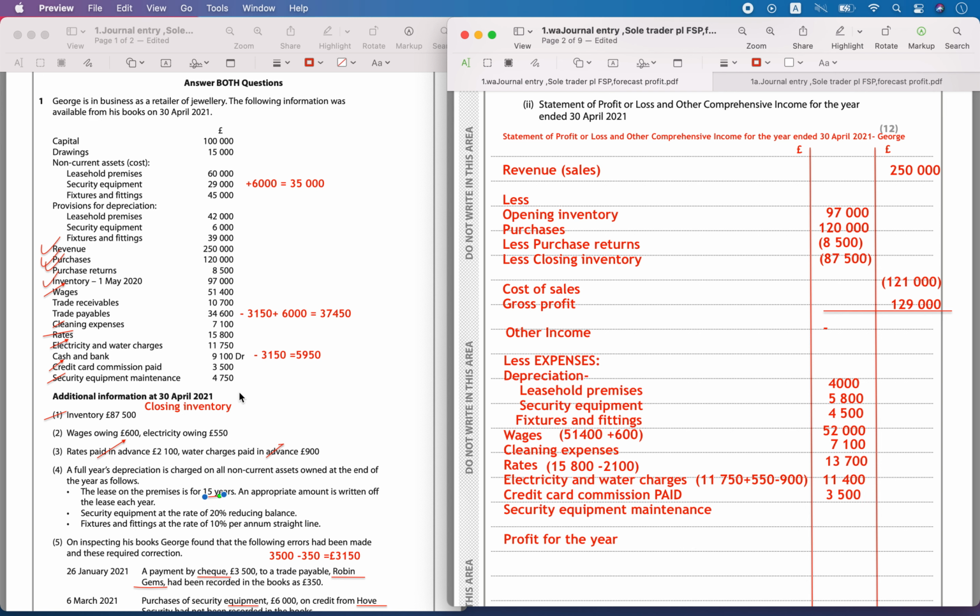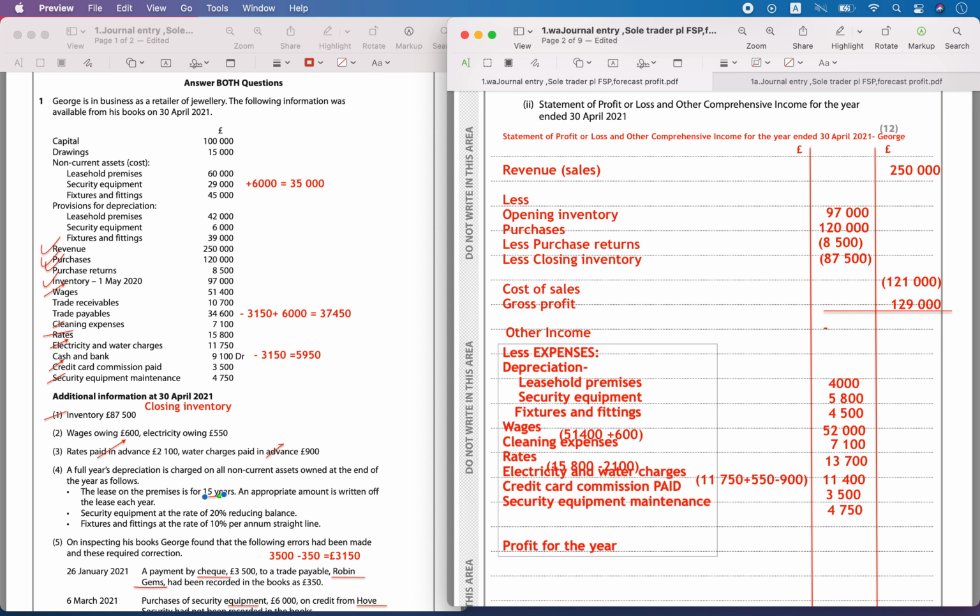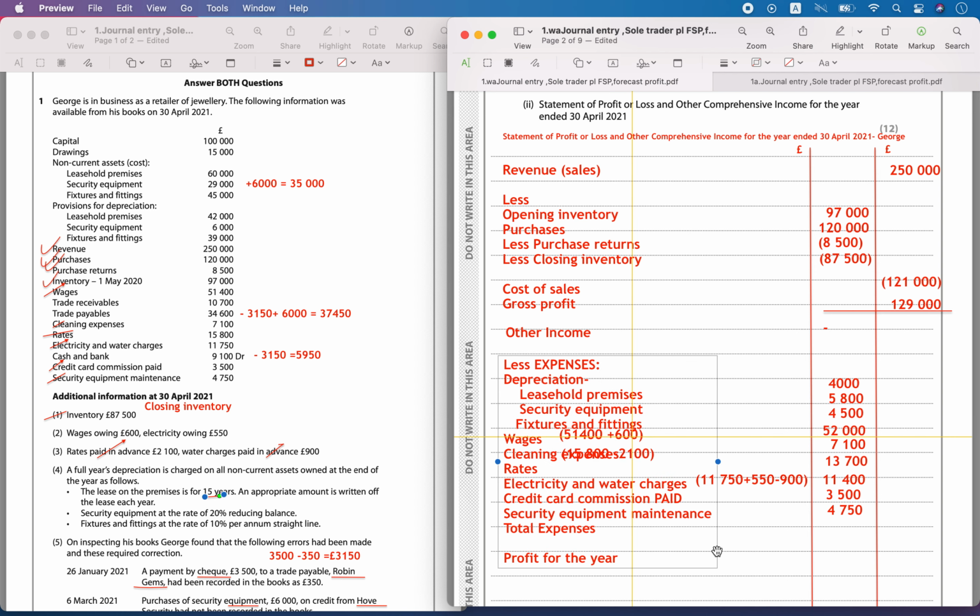Okay. Now let's add up all the total expenses before finding the profit for the year. So the total expenses value is 106,750.